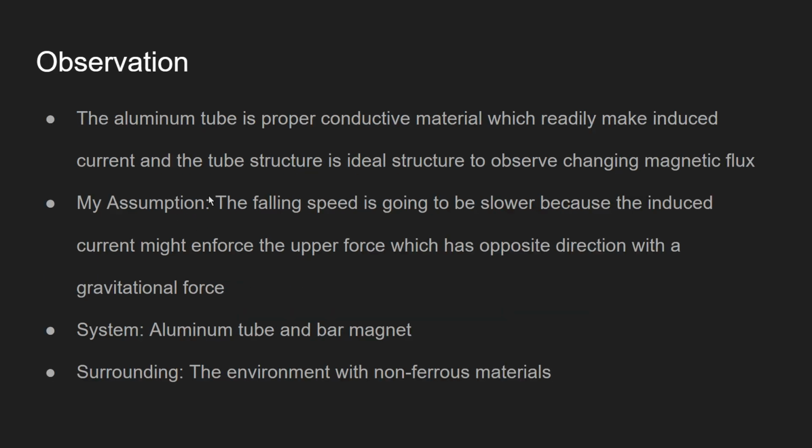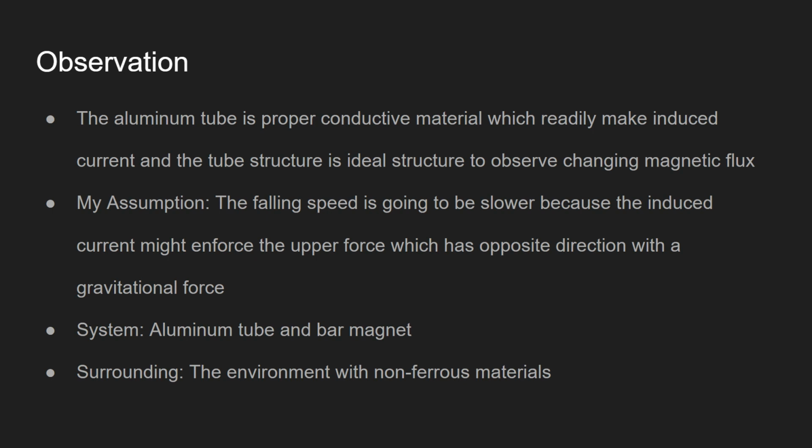And the reason we use the aluminum tube is that the tube is a proper conductive material, which readily makes induced current, and the tube structure is an ideal structure to observe the changing magnetic flux. And I set the assumption that the falling speed is going to be slower because the induced current might impose the upward force, which has the opposite direction to the gravitational force.